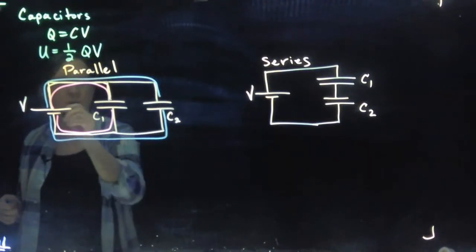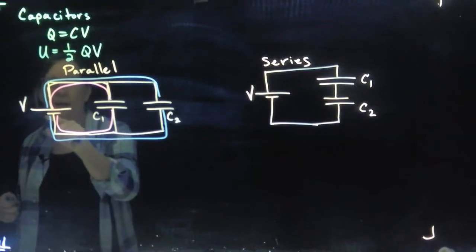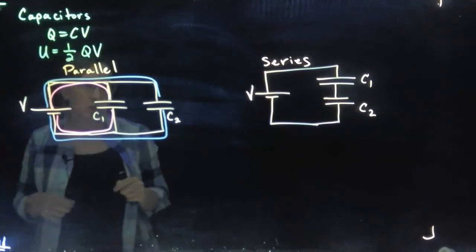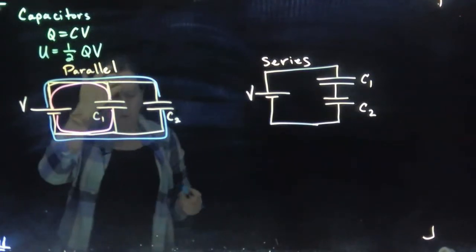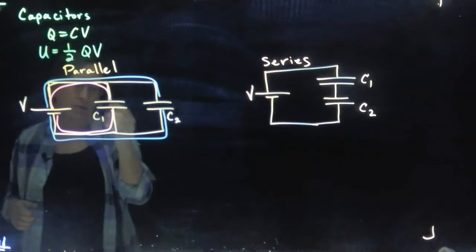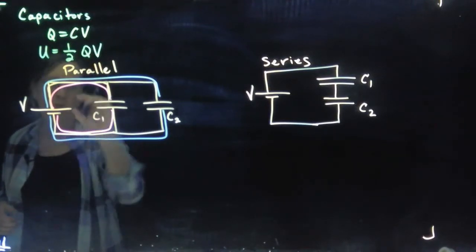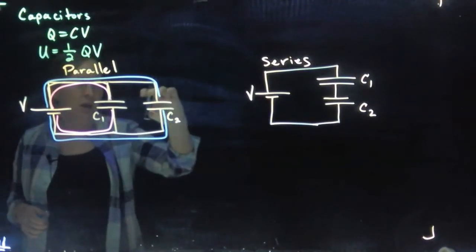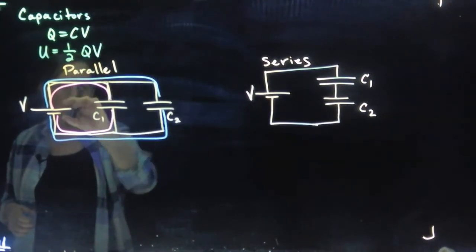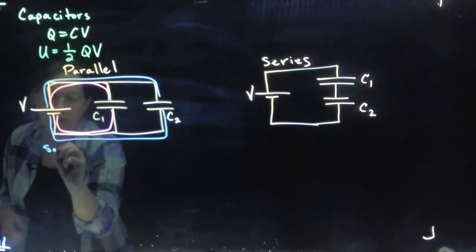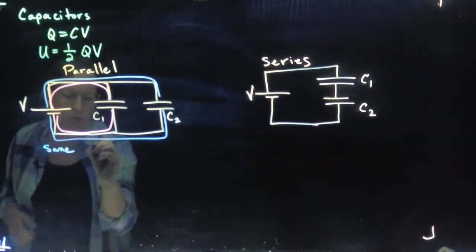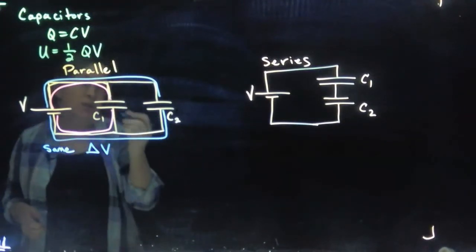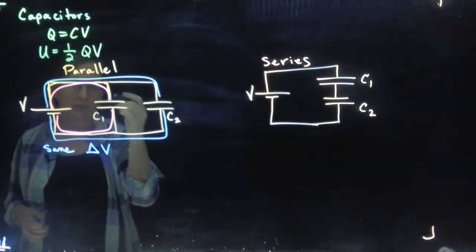Each plate, this side, sees directly this side of the battery, and this side sees directly the positive side of the battery. So they have their own connections. So each of these capacitors has the same voltage. If I measure the voltage across here, that's the same as across here, and this voltage is the same as across here. So they both have the same voltage, delta V. Okay? But that means they're likely to have different Q values because they have different capacitance, right?